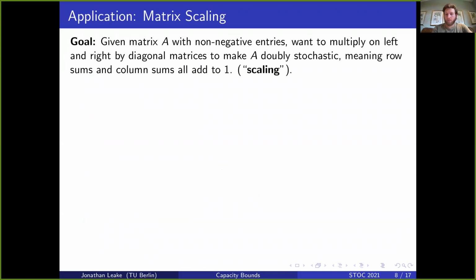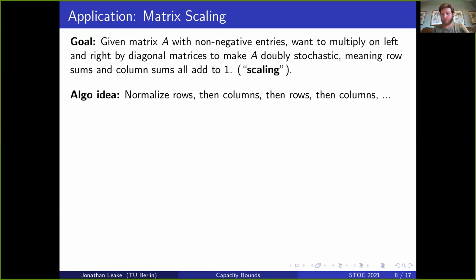So the goal of matrix scaling is you start off with some matrix with non-negative entries, and you want to multiply on the left and right by a diagonal matrix with positive entries to make A doubly stochastic, which just means that the row sums and the column sums all add to 1. So you want to somehow multiply on the left and right to get this property. Okay. And there's a standard algorithm at this point called the Sinkhorn scaling algorithm that's used for this.